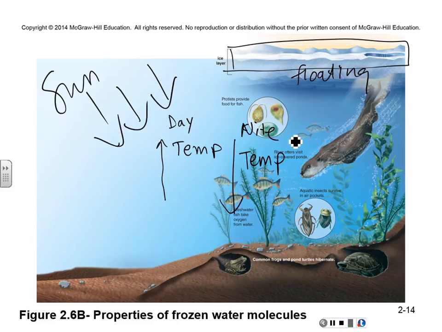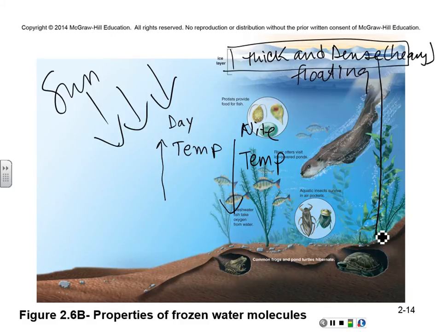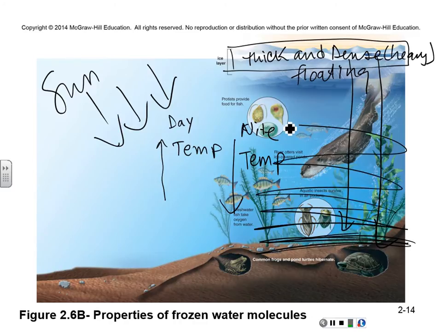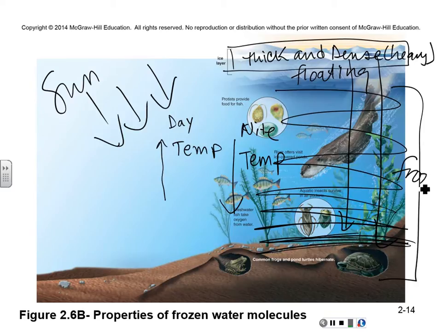So what would happen if this ice was really thick and dense? If it was thick and dense or heavy, what would happen to the ice? It would drop to the bottom. And then the next layer would freeze and it would drop to the bottom. And this would continue to happen until all of this was frozen. This is not good for life, right? Very few organisms can live in this kind of environment.